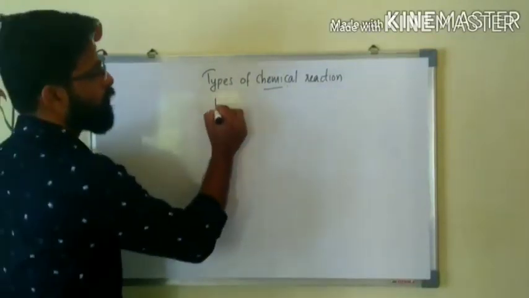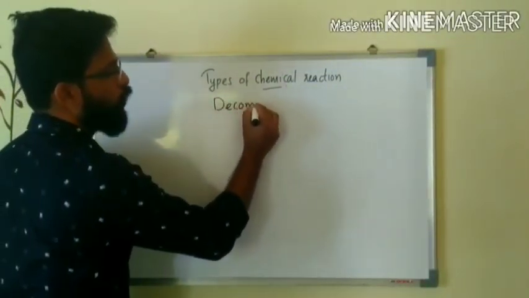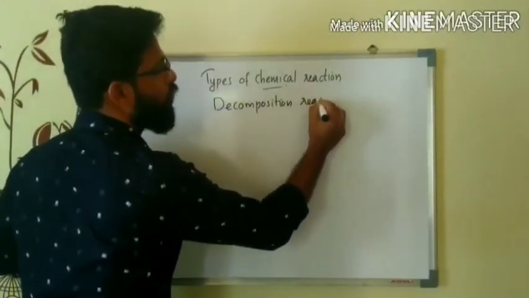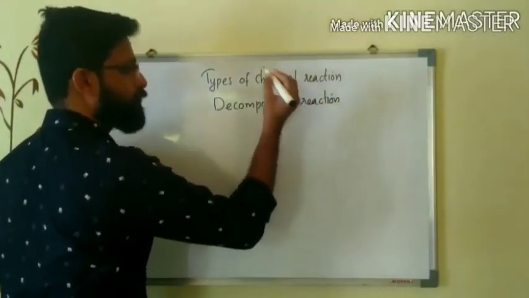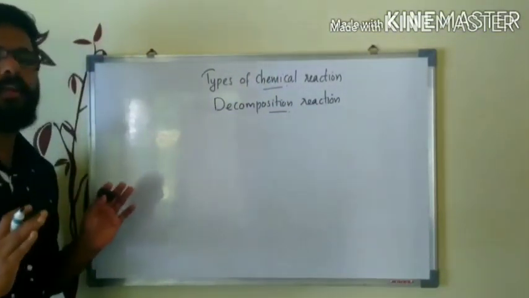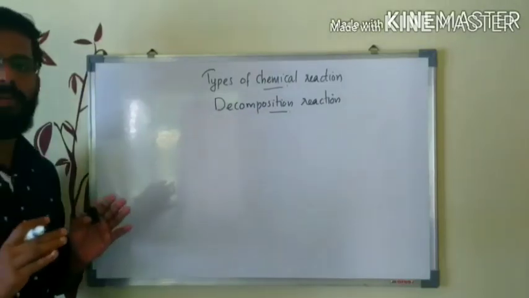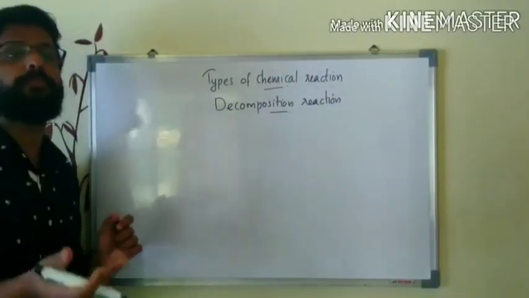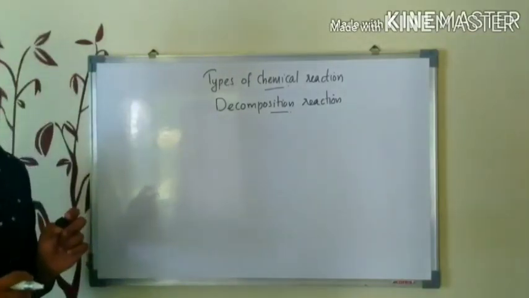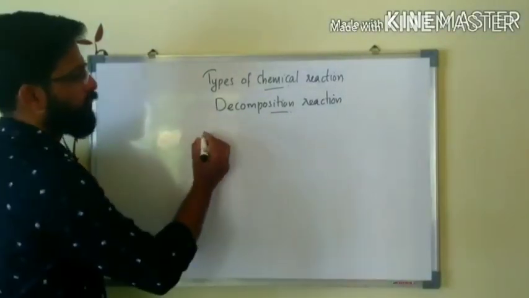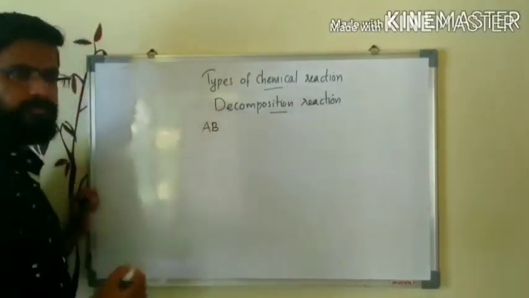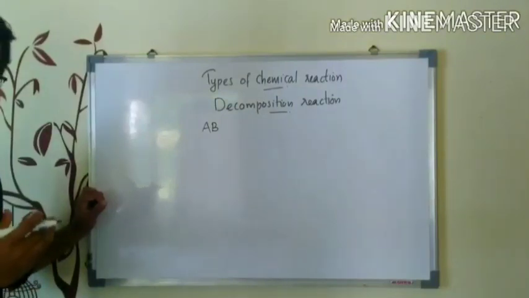So types of chemical reactions: decomposition reaction. What is decomposition reaction? A single reactant decomposes to give simpler products is known as a decomposition reaction. For example, consider AB as a reactant.